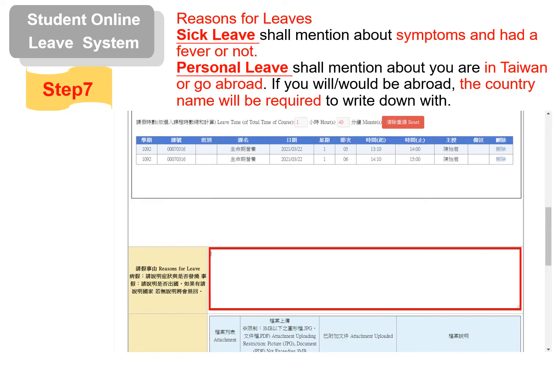Now here is the reason. If you want to make a leave, you have to tell us why. Especially for sick leave, you have to mention your symptoms and whether you have a fever or not. And for personal leave, just mention whether you are in Taiwan or going abroad and what you are going to do. If you are going abroad or if you already went abroad, the country name is required, especially since we have been through COVID-19 in those years.